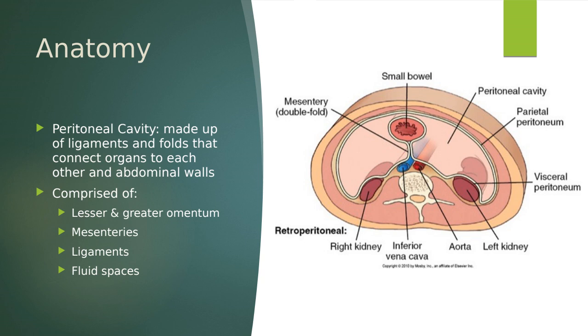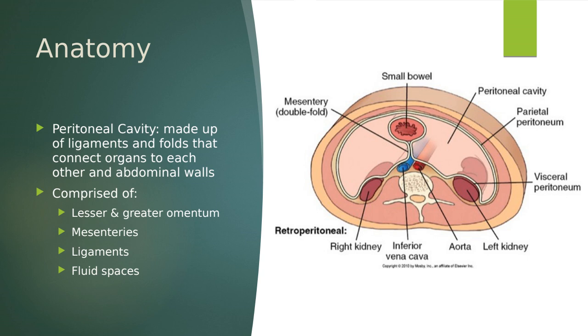So it's made up of ligaments and folds that are going to connect the organs to each other and also hold them in place by touching the abdominal walls. So not only is it covering and protecting, but it's giving us structural support. It's comprised of our lesser and greater omentum, which we'll talk about, our mesenteries, our ligaments, and spaces where fluid can gather. And we'll talk about all of those as we continue on.